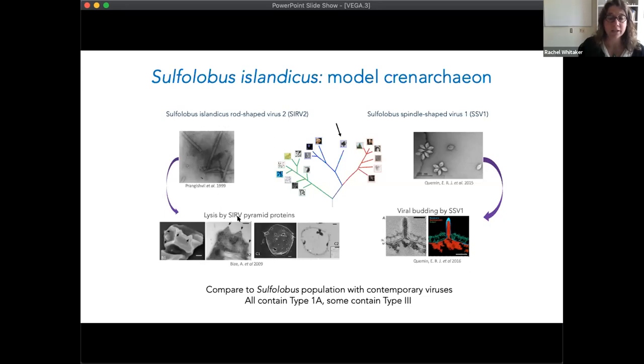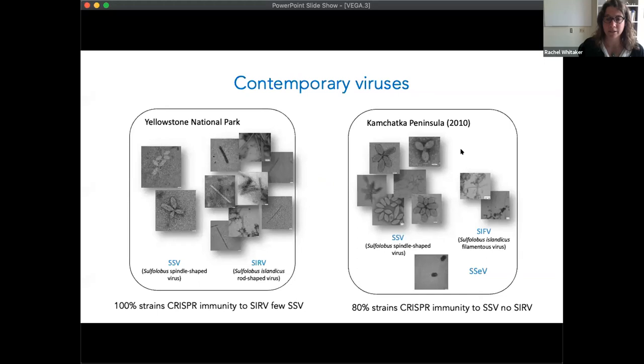In the Yellowstone population, we found SIRVs. SIRVs are lytic viruses that kill their hosts. And the majority of the spacers in the Yellowstone population match SIRV populations. In the Kamchatka population, we found matches to a Sulfolobus spindle-shaped virus, which is a chronic virus. And we found no SIRVs and no matches to SIRV in this other population.